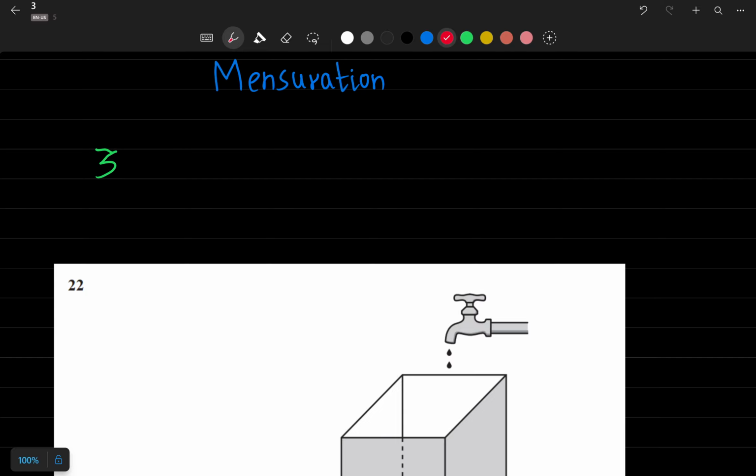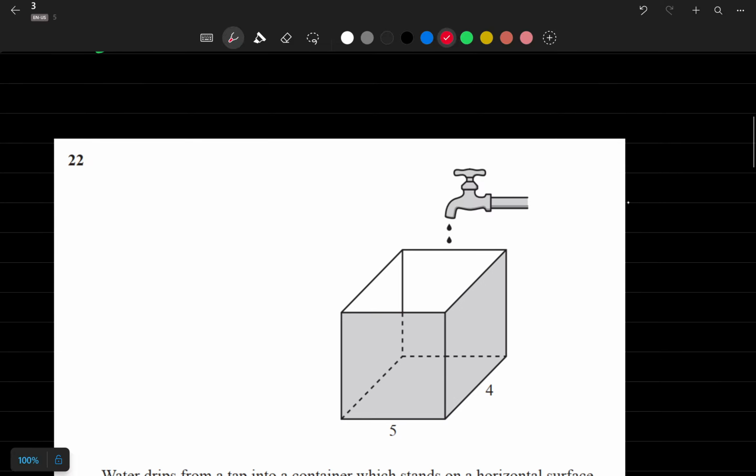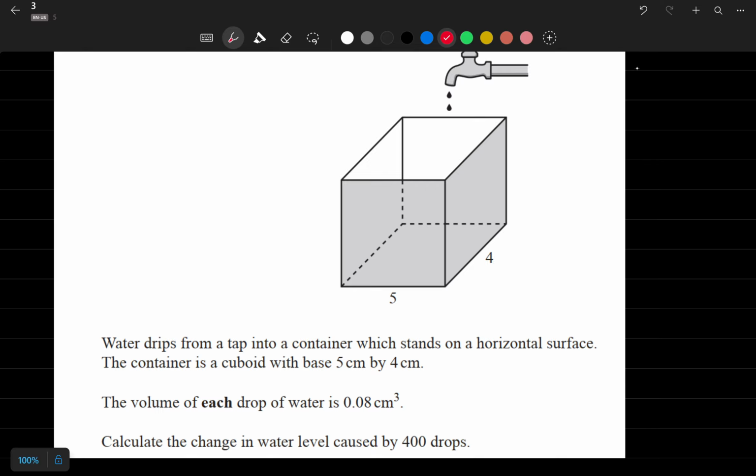So this is the final part of the chapter mensuration of O levels. Now let's see the questions. Water drips from a tank into a container which stands on a horizontal surface. The container is a cuboid with base 5 centimeter by 4 centimeter.